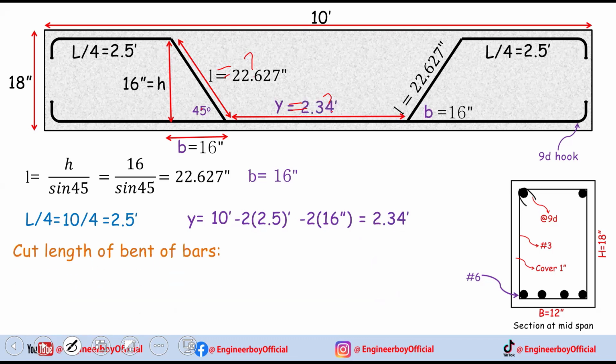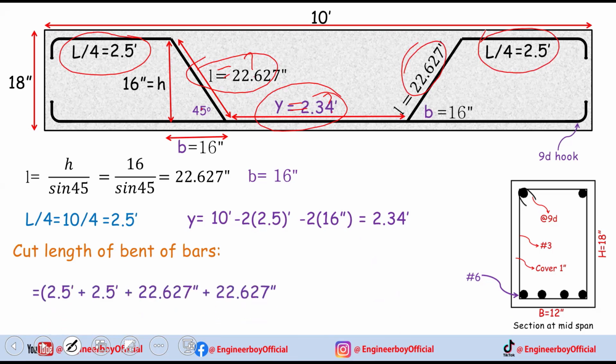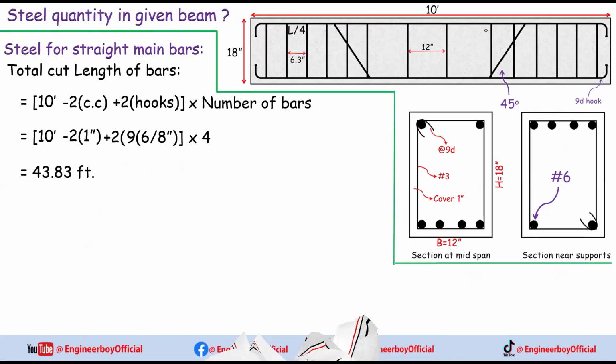Very simple. Now, what should be the cut length for the bar? That's very simple. Okay, we have to just add all these things. You can say L by 4, and then this Y, and of course these lengths, which is 22, and then of course L by 4 for the right hand side. Very simple. So adding all these things, we can have the cut length of a bar, and that should be, of course, 23.347. Very simple. As you can see, we have the cut length for the bent up bar, and we have the cut length for the straight bar.